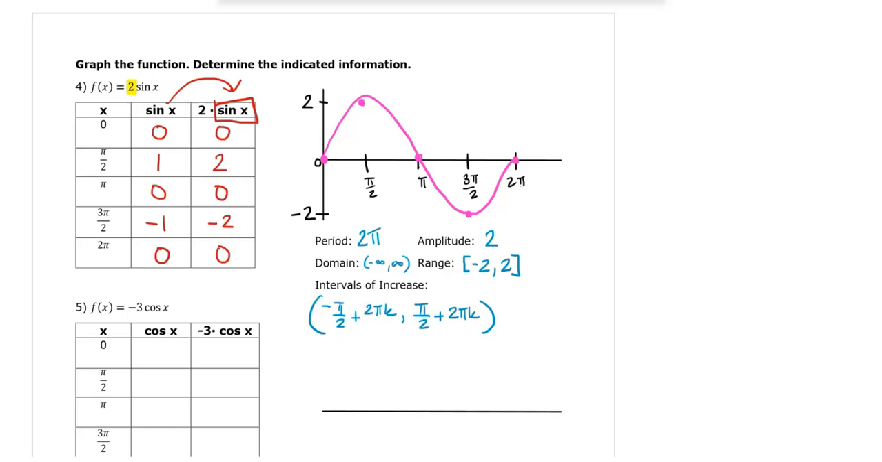That's it. I get the negative pi over 2 to pi over 2 because that's the continuation of this function right here, and it would be from here to here.